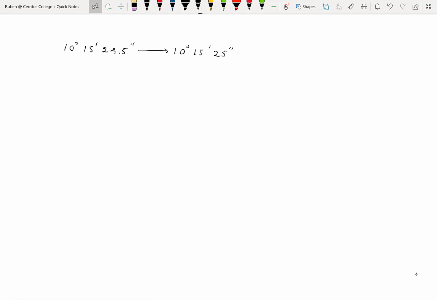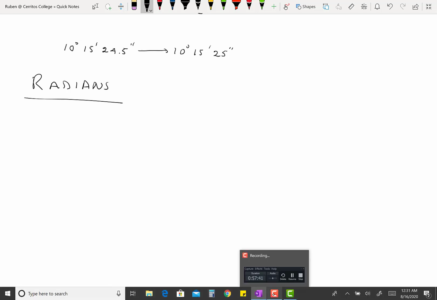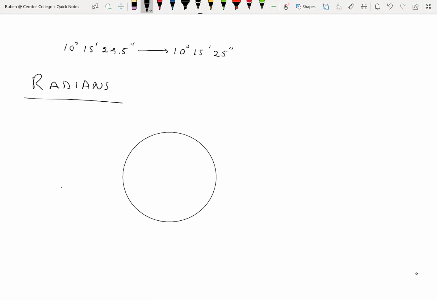Let's talk about angles measured in what are called radians. Let's talk about angles measured in radians. Now the discussion of radians is going to get quite complicated. So if you're a little weary right now, you might want to take a little break. Otherwise, let's dig into radians.